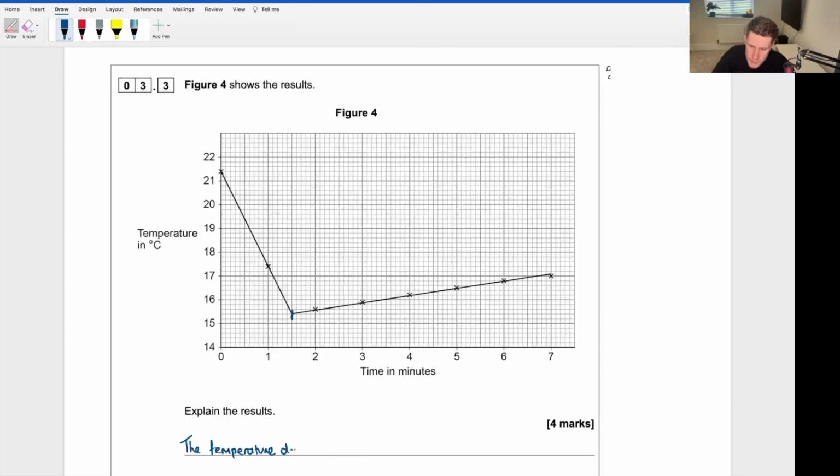The temperature decreases between 0 and 1.5 minutes. And the reason for that is because you're dissolving all of that ammonium nitrate, okay? And that process is endothermic. Then finally you see an increase in temperature, a gradual increase between 1.5 and 7 minutes.